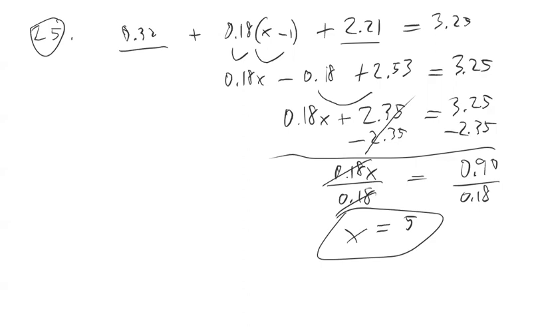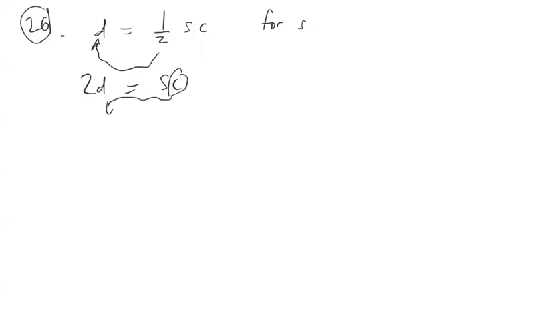Perfect. Now problem 26. So it says D equals 1/2 SC, and you're supposed to solve it for S. So first of all, I'm going to bring this 2 from the bottom, cross multiply it up times this D. So it's 2D equals SC. Then I'm going to divide by C. So move the C down underneath the other side. So you'll get 2D over C equals S.